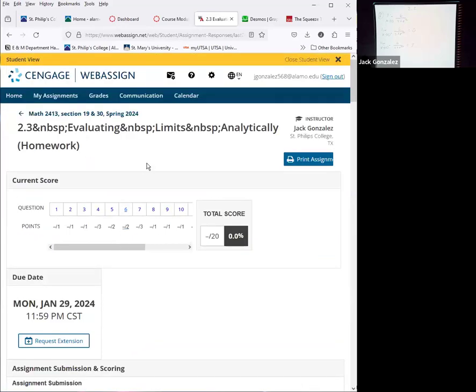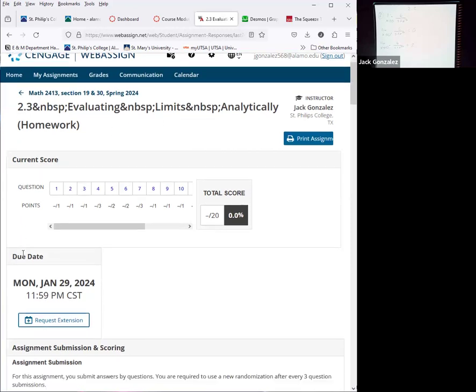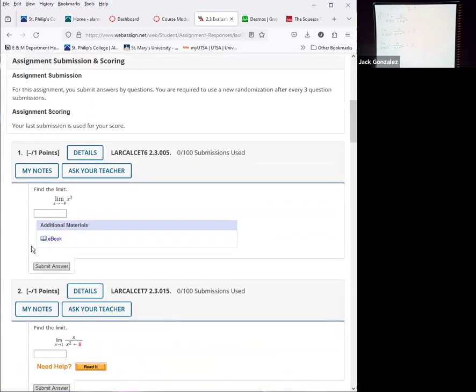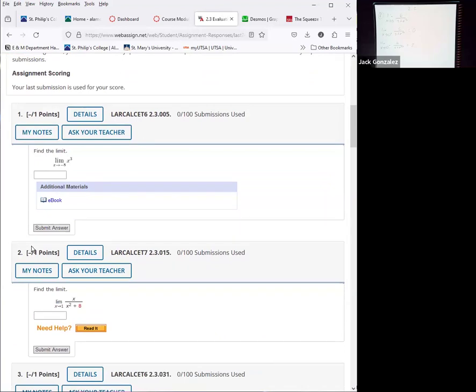So this section, I need to fix these titles. This is analytically. So finding limits analytically basically means try plugging it in. If it works, cool, you're done. If it doesn't work, then you have to do some algebra to help you out. Okay.